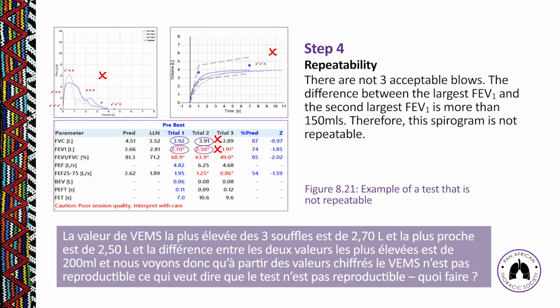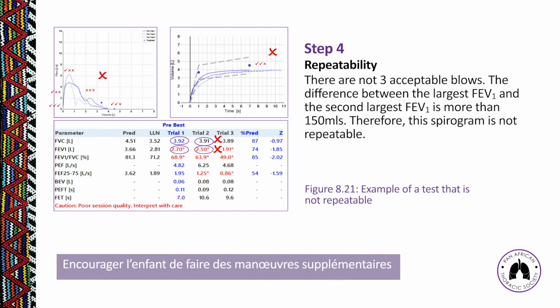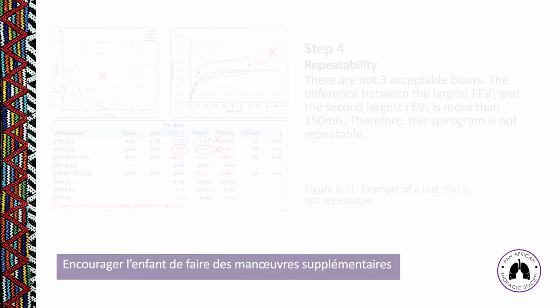The highest FEV1 value of the 3 blows is 2.70 liters, the second highest is 2.50 liters, and the difference between the highest and the second highest FEV1 is 200 mils. So we can see from this that using the numerical values, the FEV1 would not be repeatable, which means the test is not repeatable. What would you do? You would encourage the child to do further blows for you.